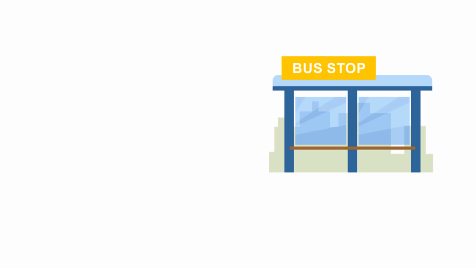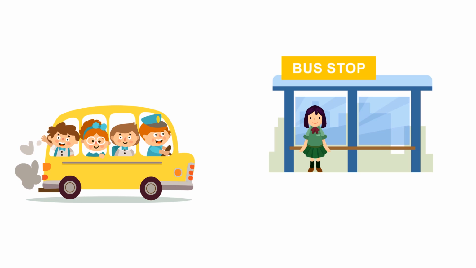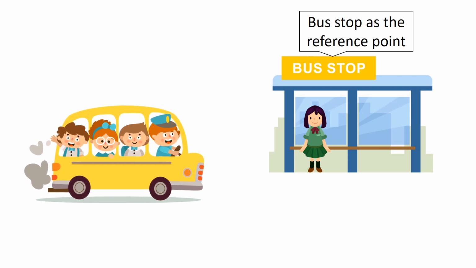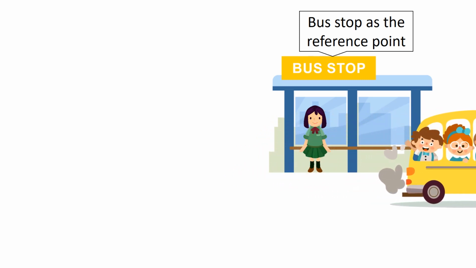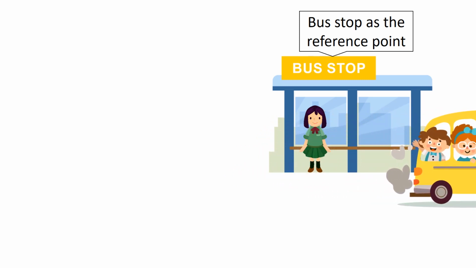Here you can see the bus stop and a girl standing there, and you can see the school van coming towards it. Okay. Now with reference to the bus stop, the van is moving. We have taken the bus stop as a reference point. So the girl standing at the bus stop finds the van to be moving. There's no doubt about it, isn't it?